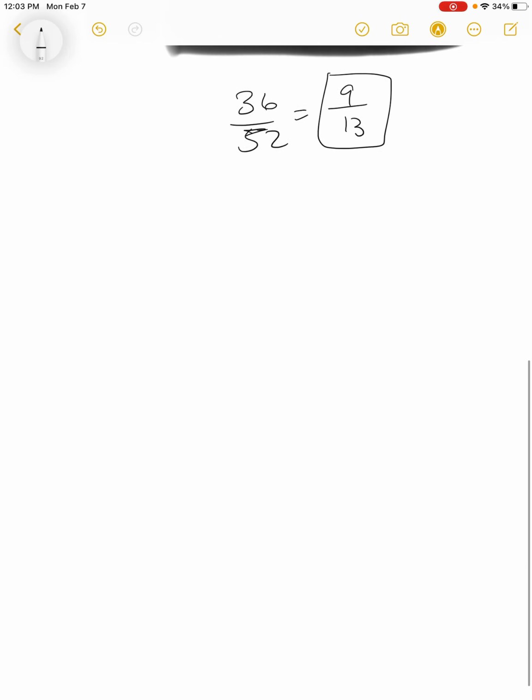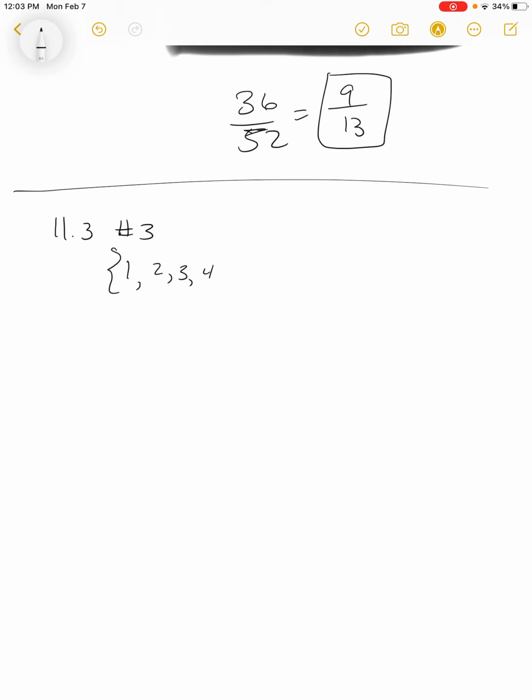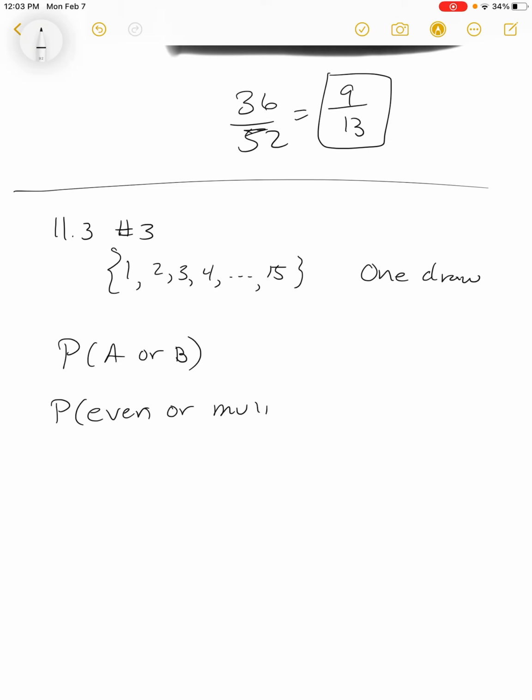You also asked about 11.3, number 3. So if we turn there, this is where they gave you the numbers in set notation: 1, 2, 3, 4, all the way up to the number 15. They wanted you to find the probability that with one pick of the numbers, it would be an A or B. Now, A was even, or B was a multiple of 4. They're going to be happy if you get an even number or a multiple of 4.